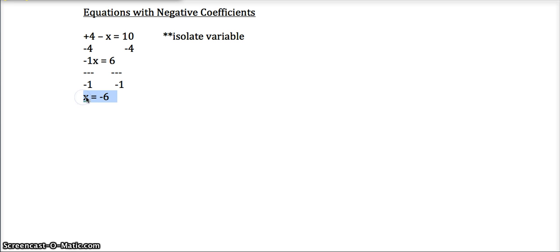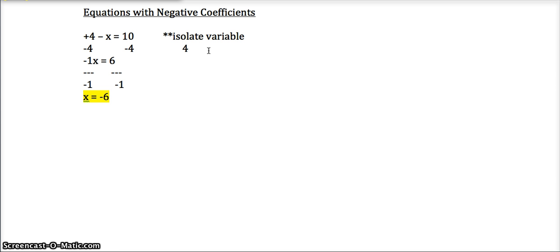Now check it out. Do I have a positive x over here? Yes. Oh, but I just have a -6 on this side, and that's okay. I'm allowed to have negative answers for these kinds of equations. So x equals -6 is my answer. And just like always, I can plug it back in to check my work. I'll do that right here.